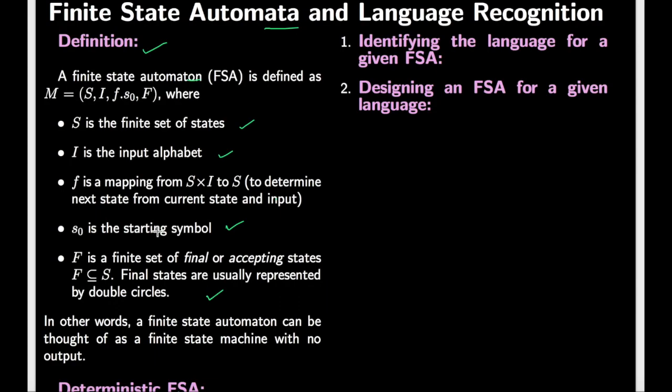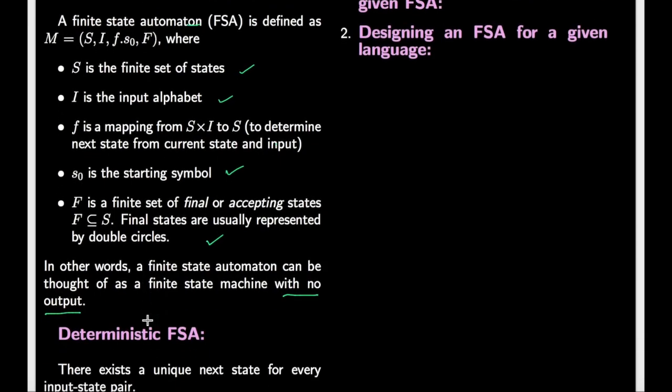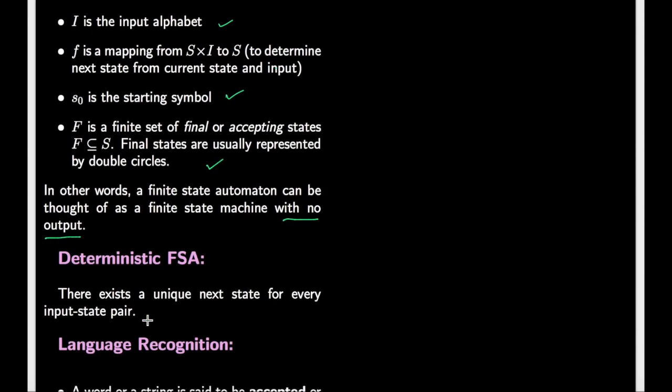In other words, the only difference between this and a finite state machine is what? There is no output. So what is a deterministic finite state automaton? A deterministic finite state automaton has a unique next state for every state-input pair. If that is not the case, then we have a non-deterministic finite state automaton.